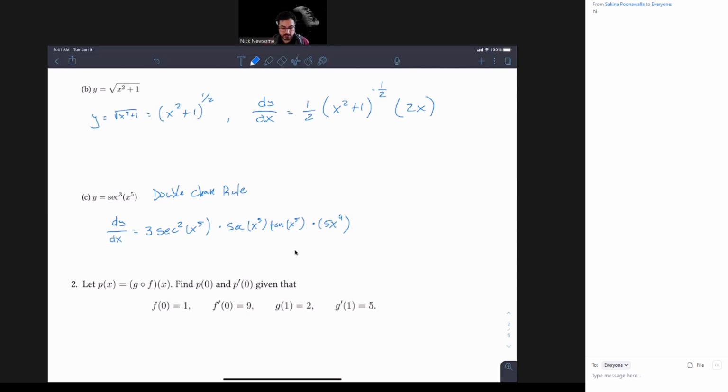Okay. And again, if we want to simplify this, we can, but we don't have to. So by simplify, I mean, right, we can multiply 5x to the fourth times 3. There's a secant here and a secant squared there, so altogether there's a secant cubed. If you want to do that, you're more than welcome to, but it's not necessary. Okay, questions about the first 3?